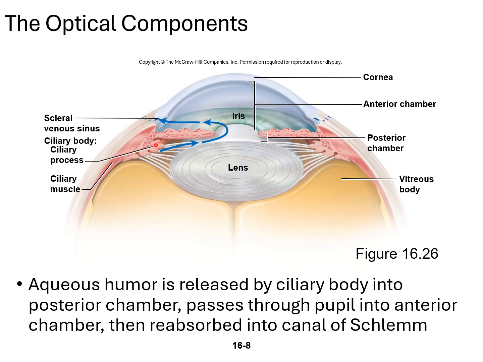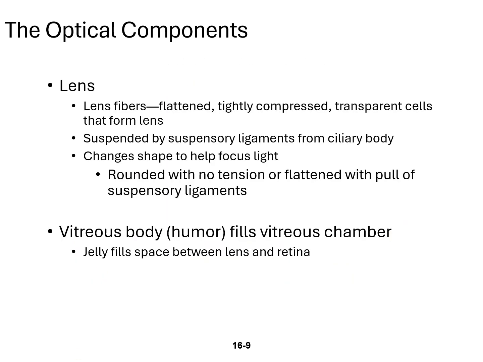Here is how the ciliary bodies keep processing the aqueous humor. It's released by the ciliary body into the posterior chamber, passes through the pupil to the anterior chamber, and then it's reabsorbed into the canal of Schlemm right up here. And this is how it continues to be cleaned and reabsorbed.